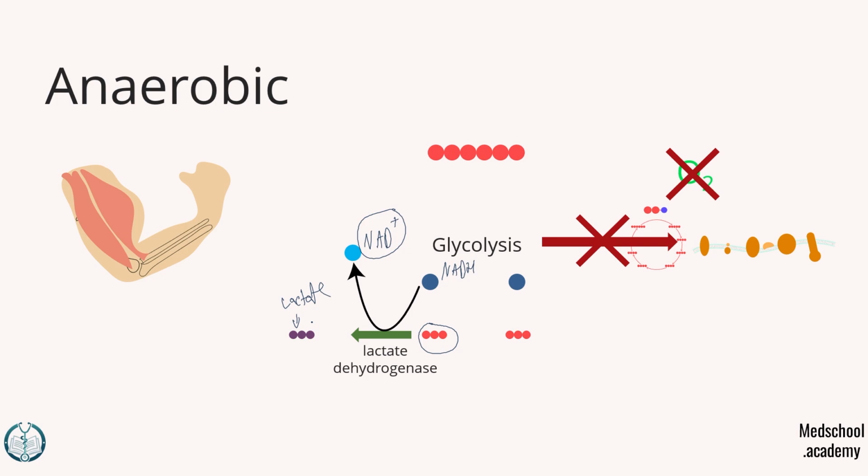And can you give me a name of a cell that always undergoes anaerobic glycolysis? That is our red blood cells, because red blood cells lack what? They lack mitochondria, and both the Krebs cycle and oxidative phosphorylation occur in mitochondria. So our red blood cells always get their ATP from anaerobic glycolysis.